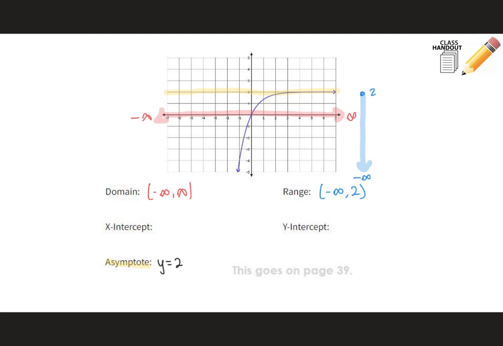Now let's look for our x-intercept. Our x-intercept is where it crosses the x-axis. So it looks like our graph is crossing the x-axis here at the origin. So that's going to be 0, 0. And then in terms of a y-intercept, it's actually going to be the same point. So it crosses at the origin as well. So that's 0, 0.